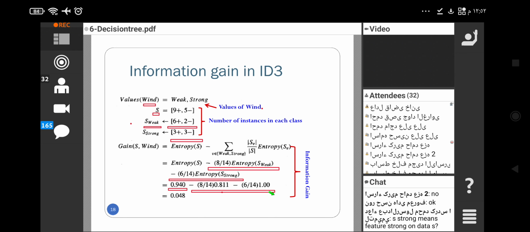Okay, this is the formula of the information gain. Okay, do you have any question about this? How to calculate information gain?